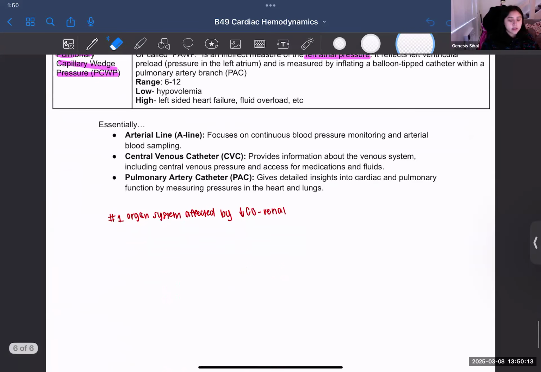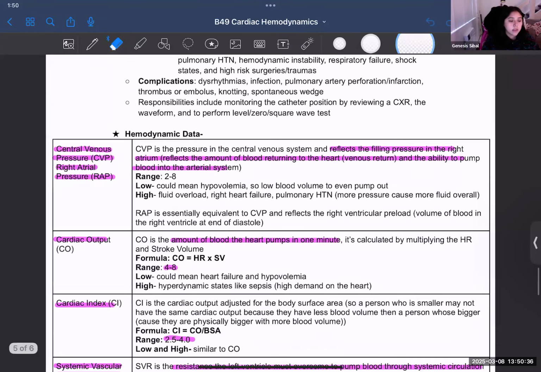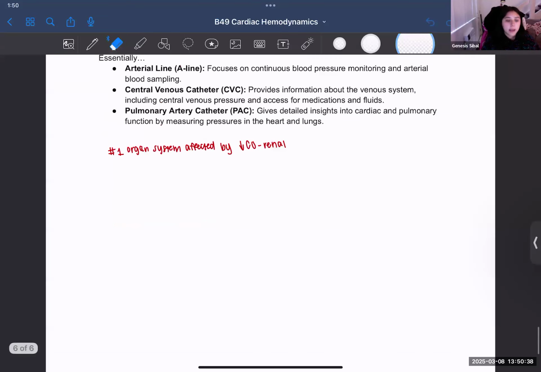So essentially, to end this, the arterial line focuses on continuous blood pressure monitoring and arterial blood sampling. Central venous catheters provide information about the venous system, including venous pressure, and assessing for medications and fluids. And then pulmonary artery catheters give specific insights into cardiac and pulmonary function by measuring pressures in the heart and in the lungs. That's where you see all of these hemodynamic data coming from.